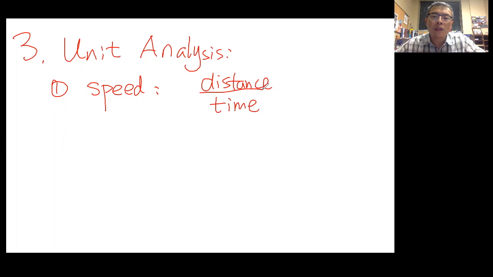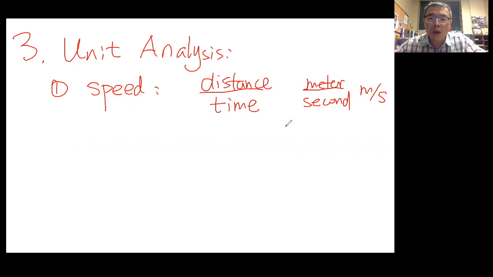So if you know the unit for distance is meter, and the unit for time is second, you reach this unit for speed, which is meter divided by second, or meter per second. You can sometimes write it like m per s. That actually is the unit for speed. This is what we call unit analysis.